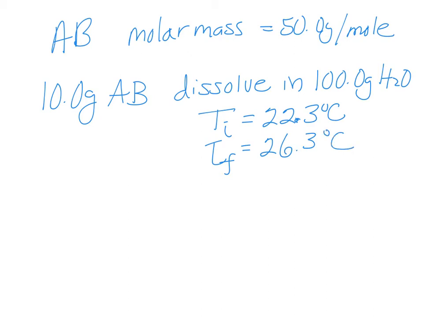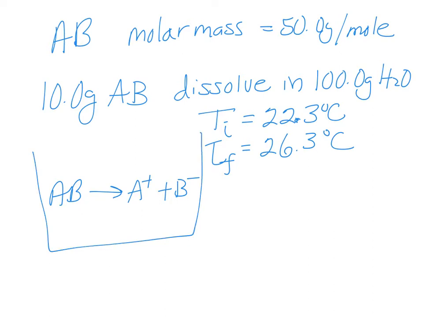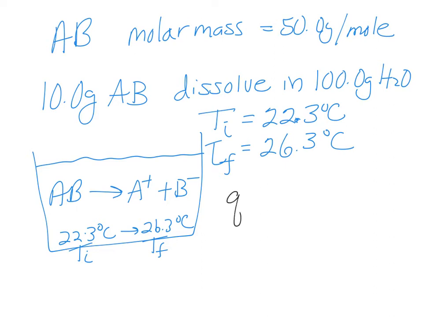Alright, so what happens? We take AB, it dissociates in the water to its ions. In the process of doing that, the temperature of the water goes from 22.3 degrees Celsius to 26.3 degrees Celsius. So this is T final and this is T initial of the surroundings. So let's look and see what the heat change was. So the Q of the water is going to equal mass of the water, C of the water, delta T of the water.